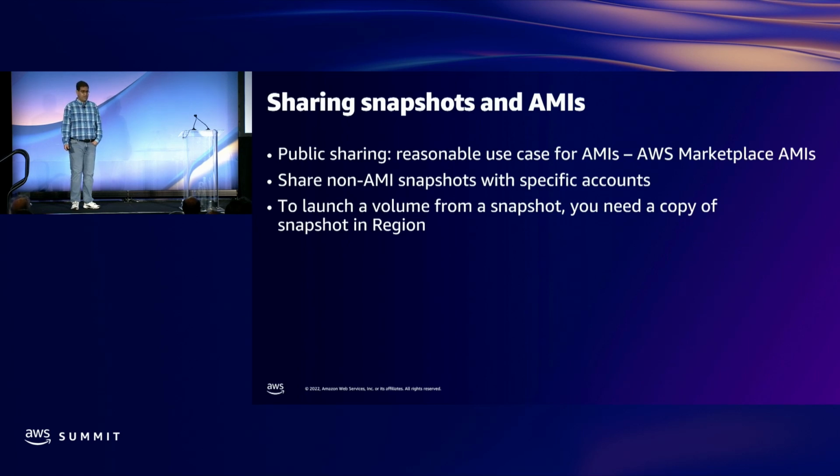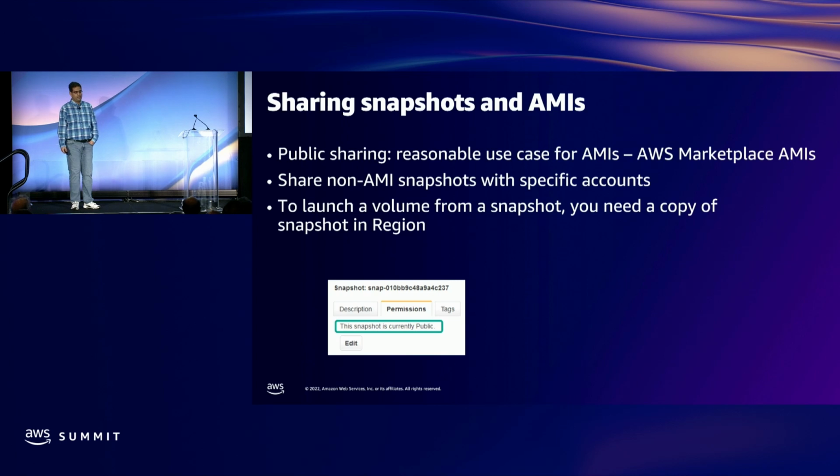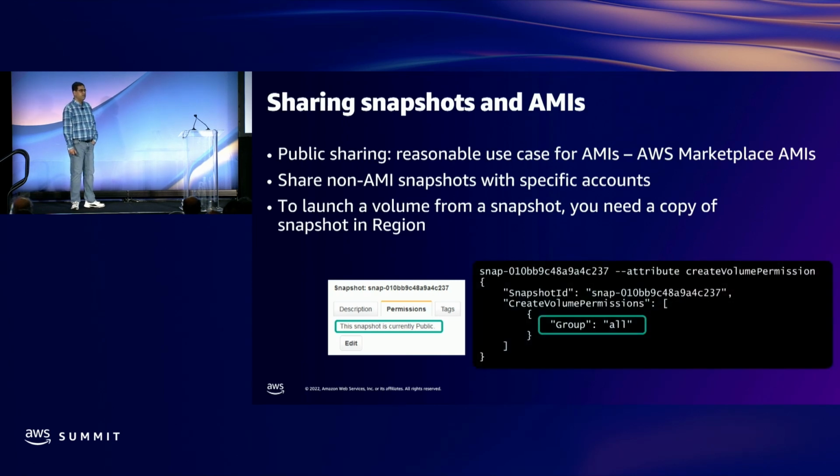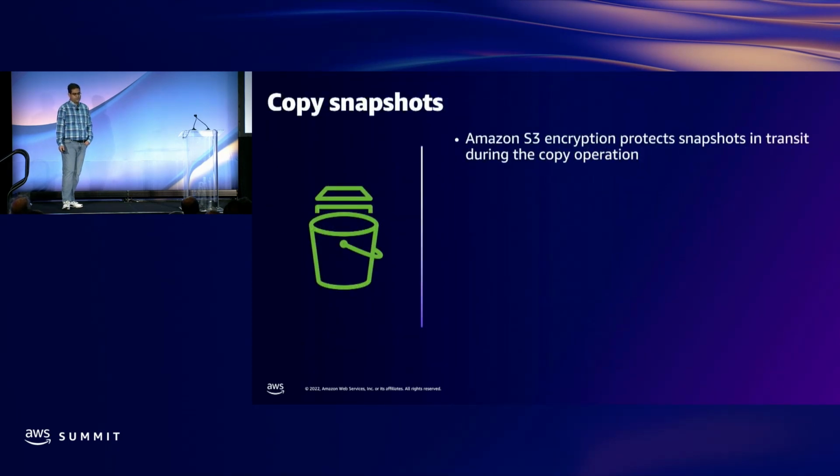So then how do I check if I have snapshots that are public in my account? Two ways. In the UI, you can click on the console, look at the permissions tab, and you can see that the snapshot is public. Or you can do a create volume permission and check the output. And if you see group equals all, you're sharing that snapshot publicly. Definitely urge you to check to make sure you're sharing snapshots with the least privileges possible as you think about your use cases. Let's talk about copy snapshots.